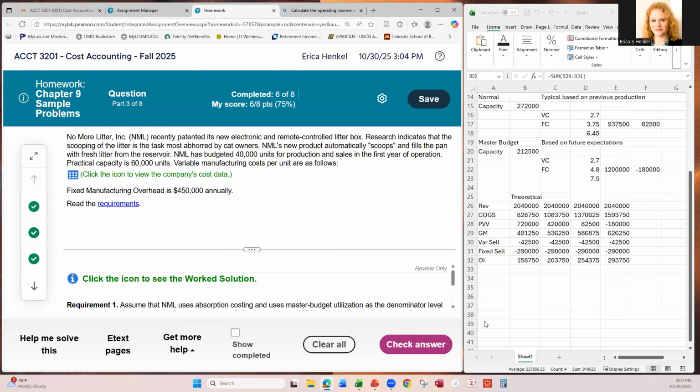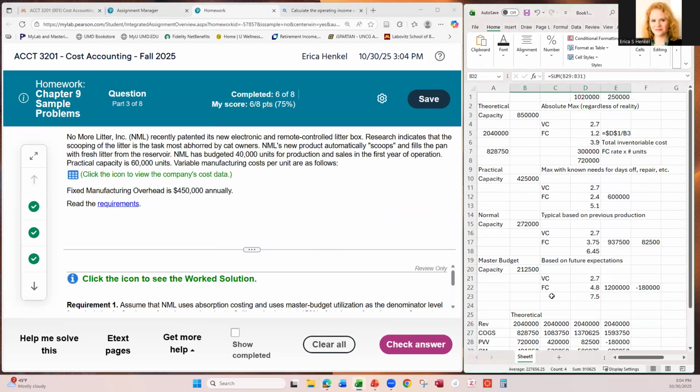Okay, so for number 7, we've got No More Litter Incorporated. And they have recently patented a new electronic and remote controlled litter box. So that sounds exciting. Research indicates that the scooping of the litter is the task that most cat owners hate. And their new product automatically scoops and fills the pan with fresh litter from the reservoir. They've budgeted 40,000 units for production and sales in the first year of operation with a practical capacity of 60,000 units. They're providing us with their variable costs per unit.